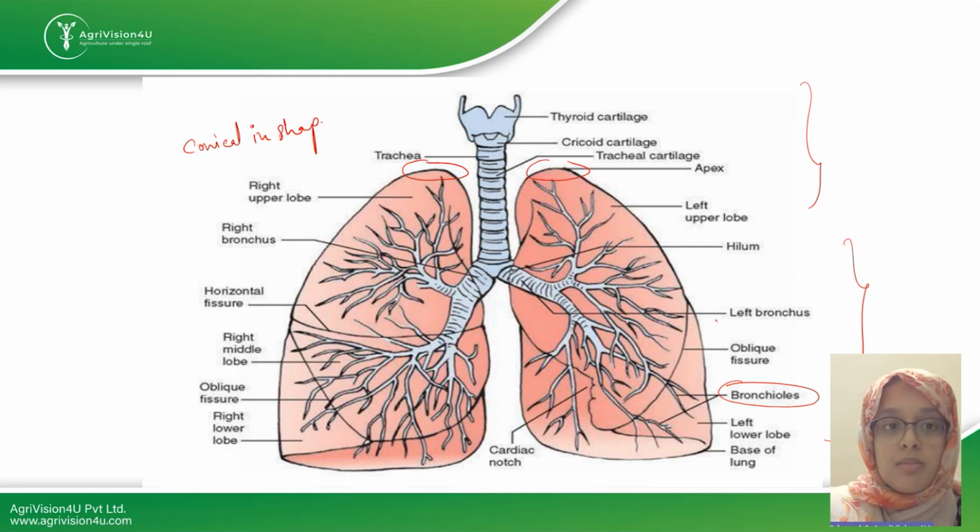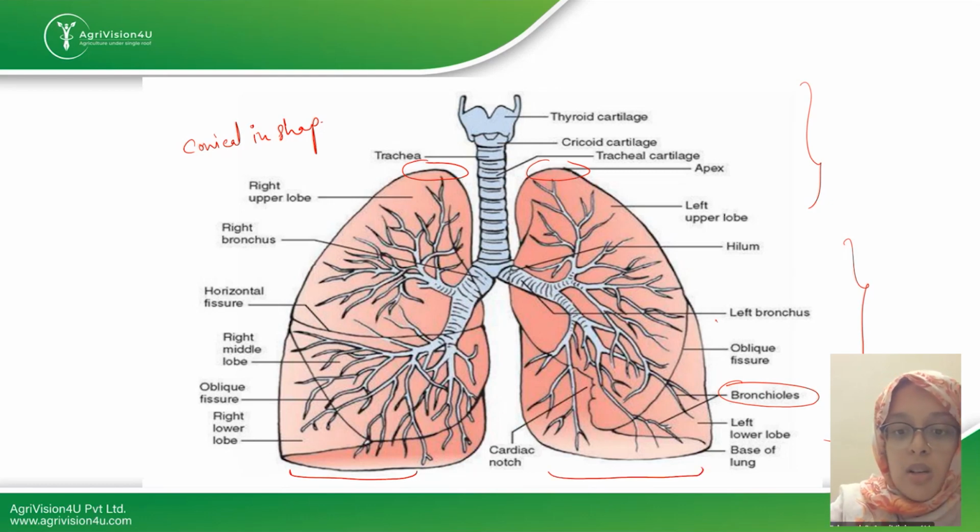And this broad concave base, you can see this broad concave base, this one. The broad concave base rests on the convex surface of the diaphragm. I am pretty sure you all know what the diaphragm is. And the apex of the lung extends into the root of the neck, reaching shortly above the level of the sternal end of the first rib.